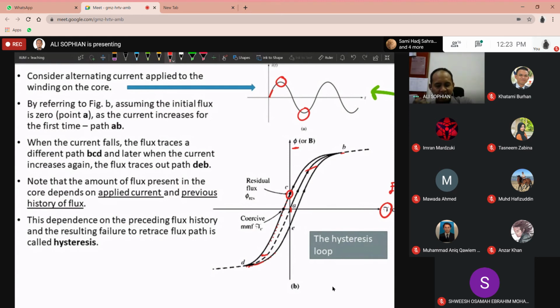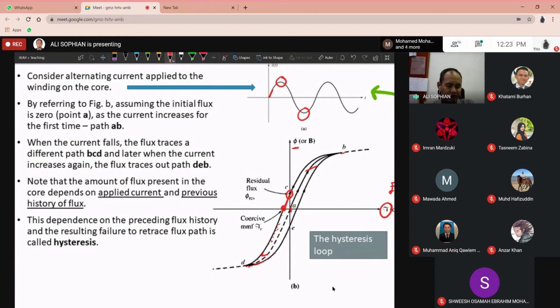To make this flux zero again, you have to apply current in the opposite direction, and then it will follow this path, and the flux will become zero again. So to make it zero flux, you have to input some energy into the coil. This means some energy will be used in this process.